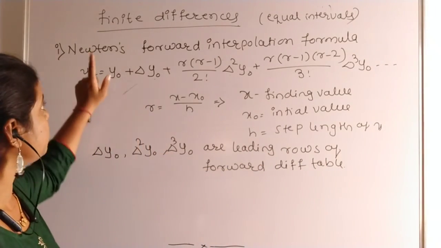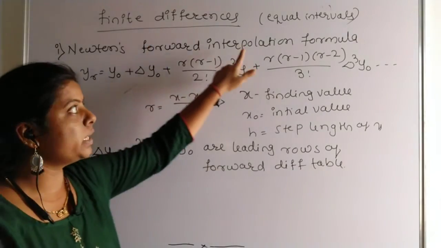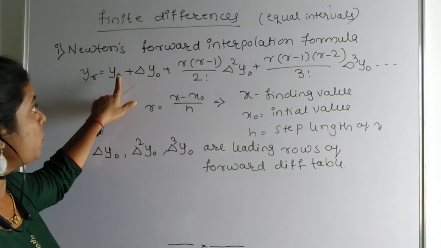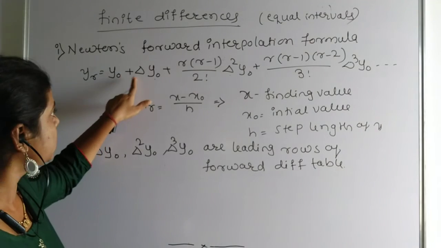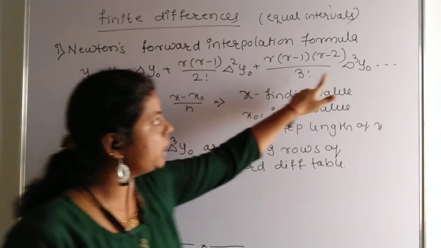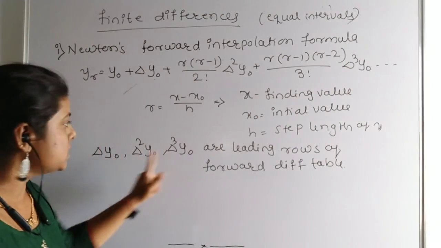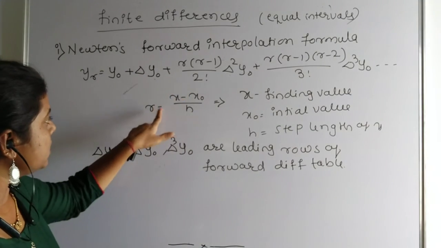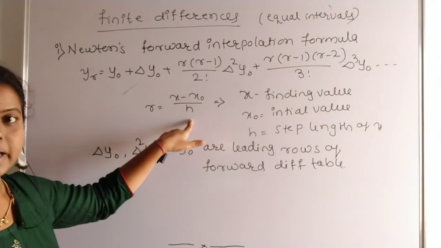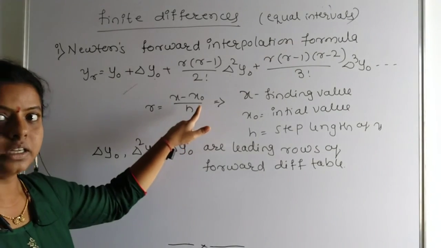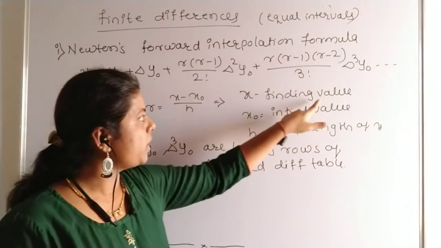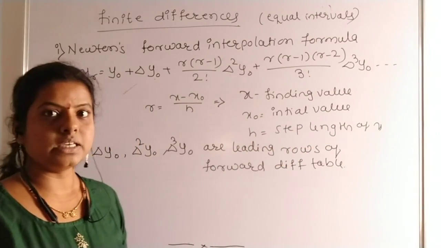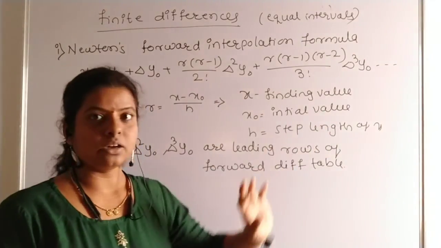Just remember, first the formula is Newton's forward interpolation formula, that is yr is equal to y0, where y0 is the initial value at x0, plus r delta y0, and so on with delta square y0, delta cube y0. These are the leading rows of our forward difference table. And r is x minus x0 divided by h. x is the finding value, x0 is the initial value, h is the step length of x.